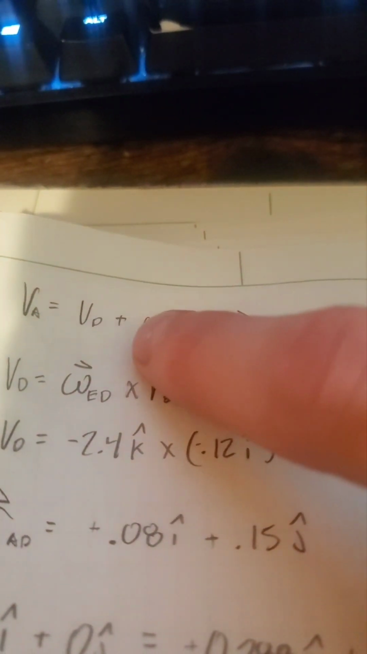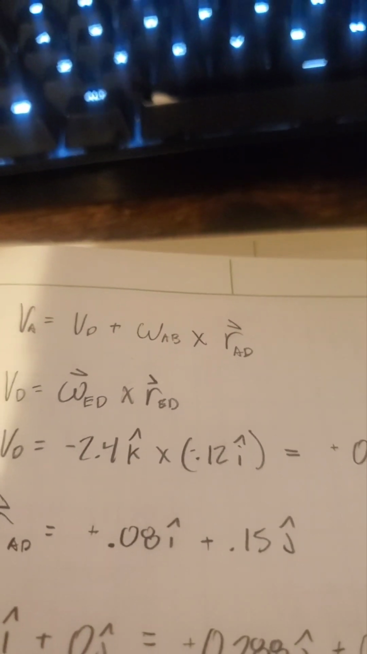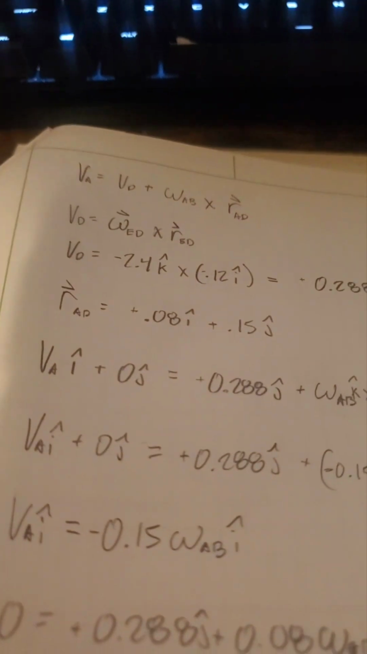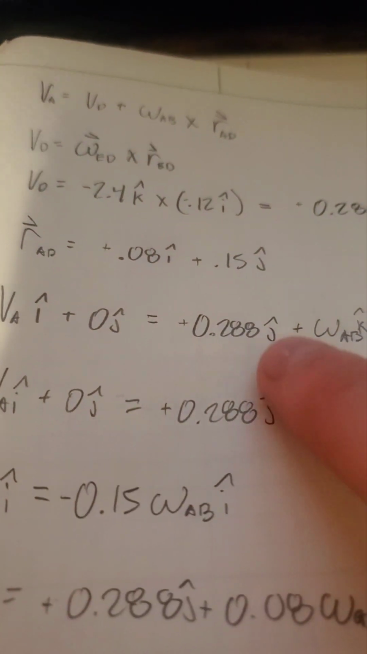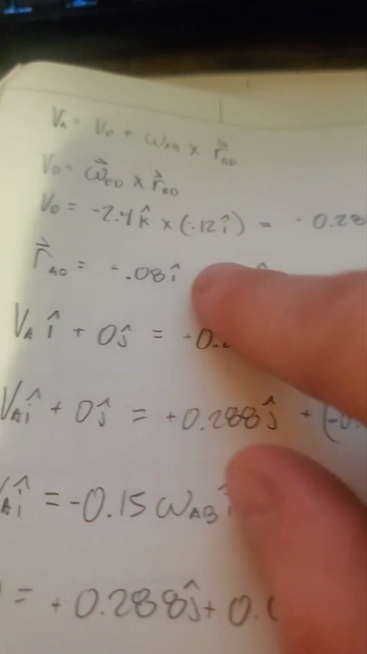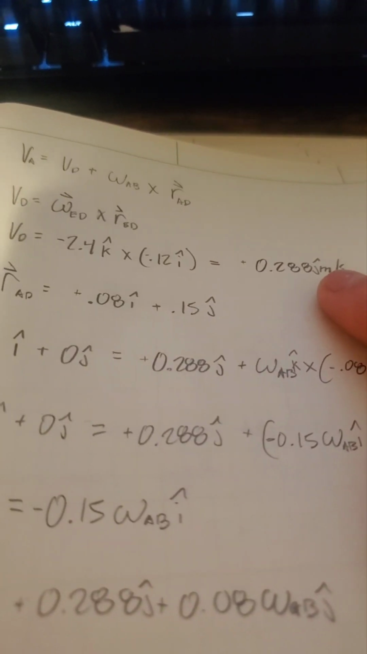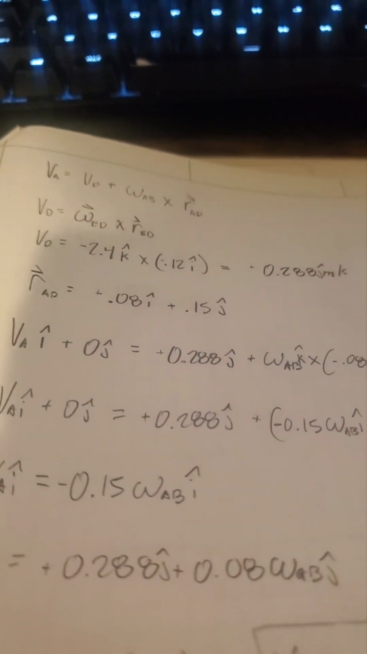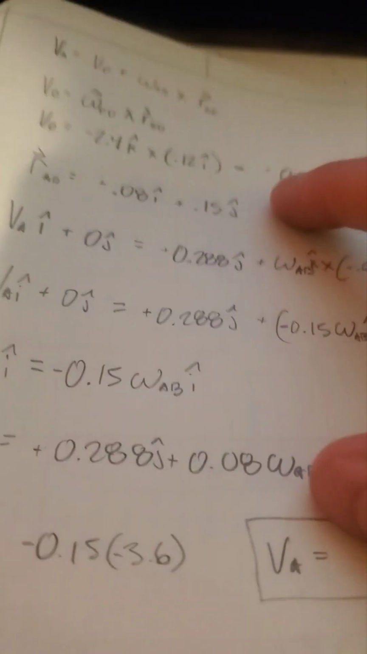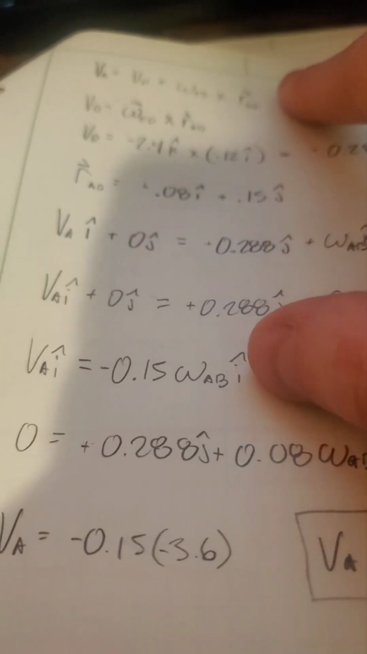So this is velocity of A is the velocity of the whole thing crossed, or the angular velocity of the part that attaches them crossed with the distance. So I just started plugging in numbers. Since it's going clockwise, it's going to be in the negative k direction. The vector is only in the x direction for DE. And that's going to give us the velocity of D, which is only in the y direction, only in the dj direction.